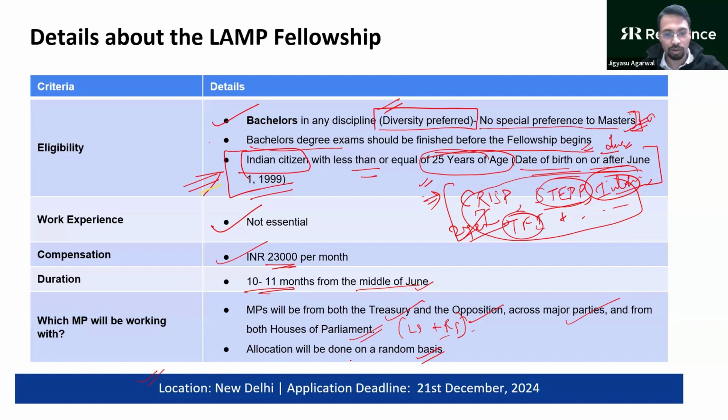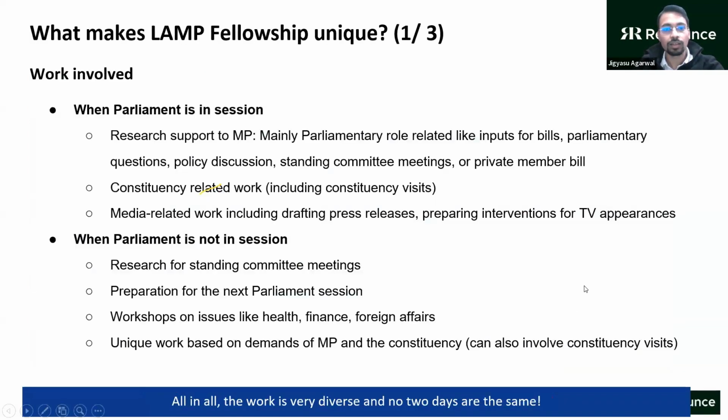It might involve some traveling, very little, because you will have to take specific approvals for that. And obviously, if your MP wants you to travel to their constituency, then you will get such opportunities. The application deadline for the first round is 21st of December 2024. We will discuss everything in detail. Just be with us. All right.